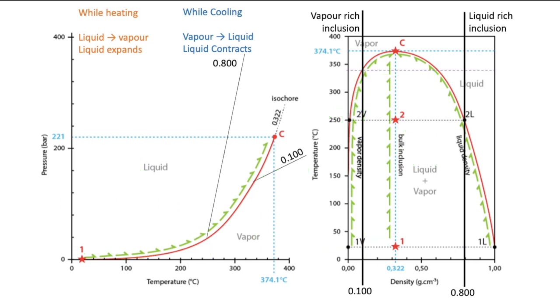In another case, we have a liquid rich inclusion, which has a density of 0.8. Again, you are starting with 25 degrees Celsius. So you have an inclusion like this, in which there's a small bubble and the majority is liquid. Now you are again increasing the temperature, so the temperature will move like this, it will increase like this.